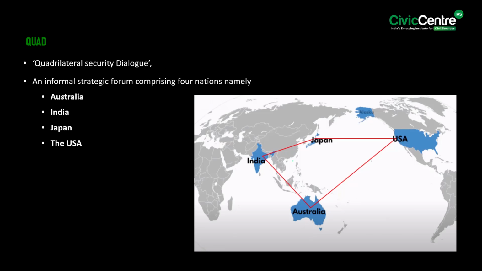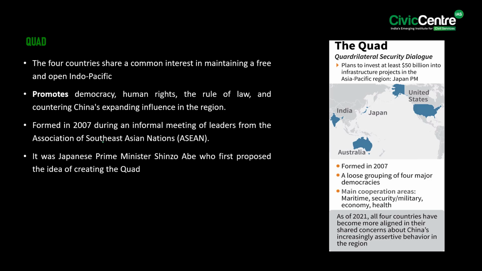Quad, which is known as the Quadrilateral Security Dialogue. Here the Quad is an informal strategic forum comprising 4 nations, namely Australia, India, Japan and the USA. Interestingly, these 4 countries share a common interest in maintaining a free and open Indo-Pacific, promoting democracy, human rights, rule of law and countering China's expanding influence in the region.